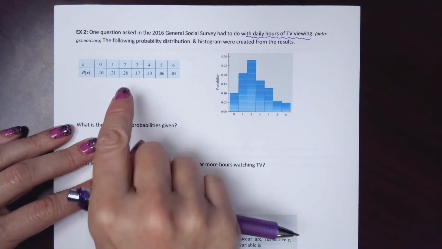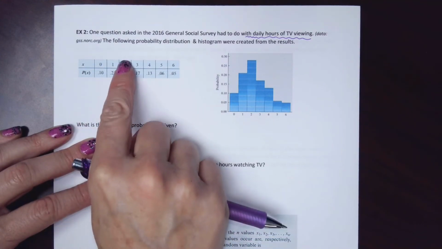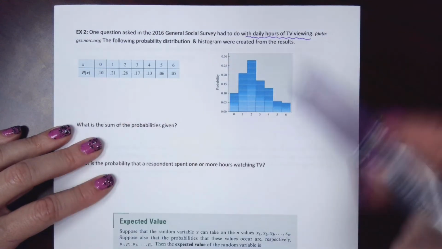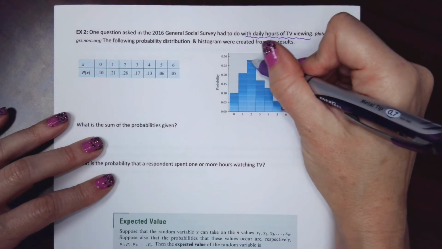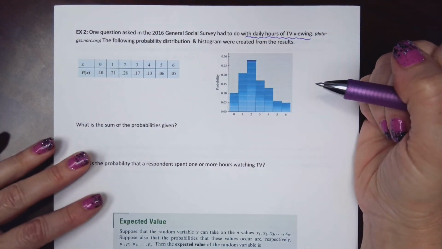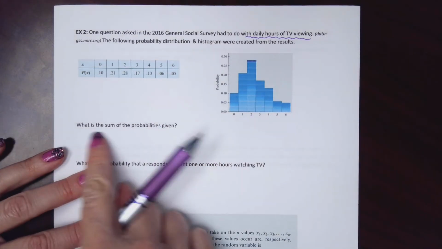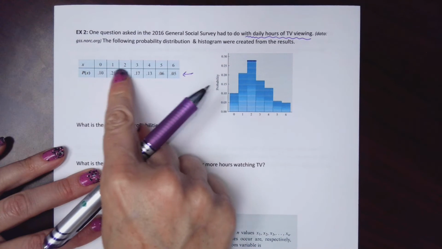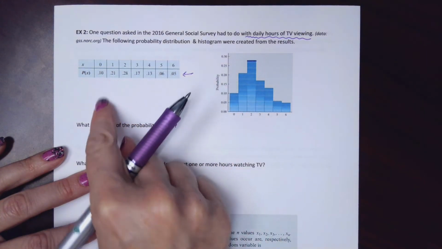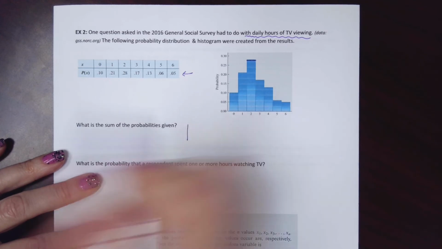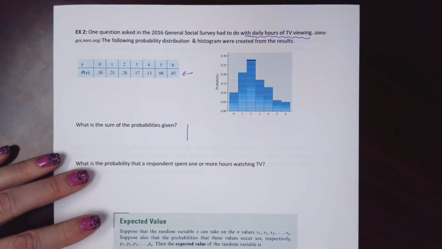As I look through, I see that most people, my highest probability, said that they watch about 2 hours a day. And so when I come over here, I see that that is represented by the highest of my bars in my histogram. What is the sum of this probability line? Well, if I plug this into my calculator and my probability distribution has been well done, that sum should be 1 because it represents all the possible outcomes.